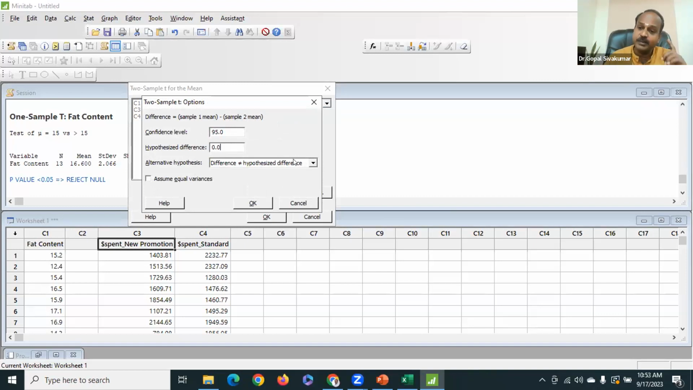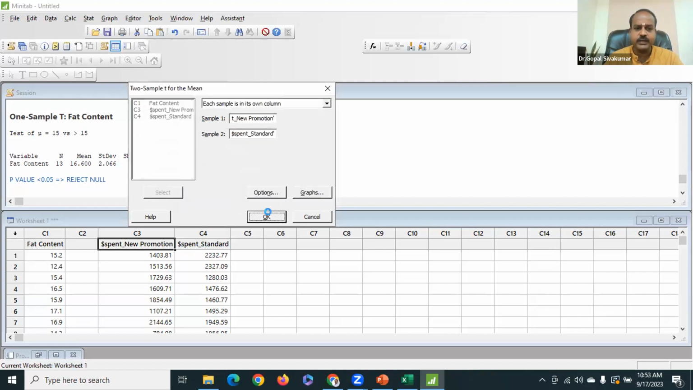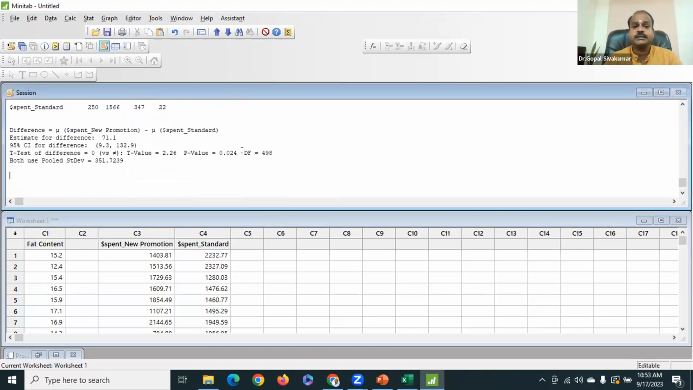Now, one important condition for a 2-sample t-test is that the variance should be equal. You can either assume it or you can do a separate hypothesis test for variance also, right? You can do it a little later. Now you simply assume that the variances are equal. Now you give OK. Now you again give OK. Now the entire hypothesis testing is done.